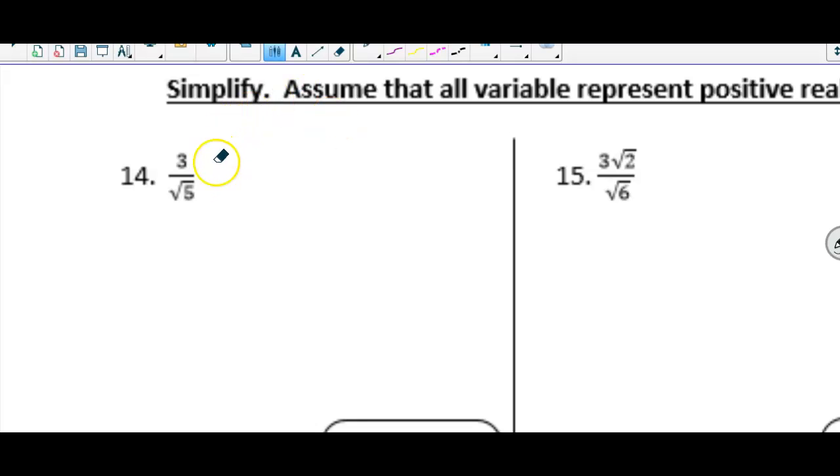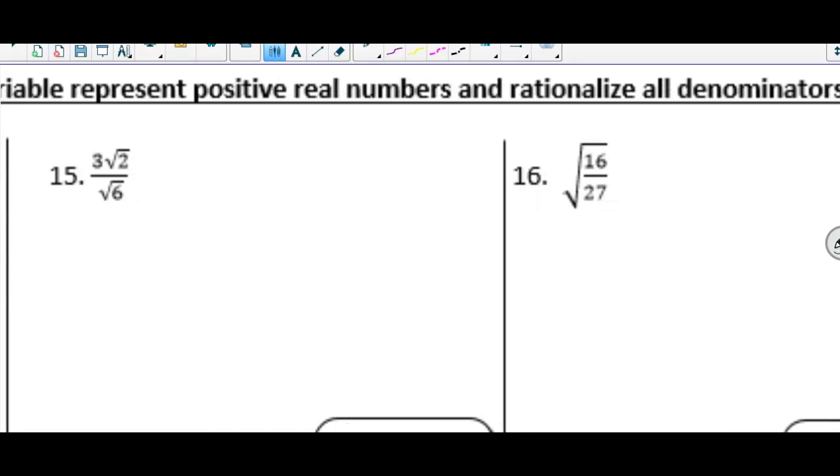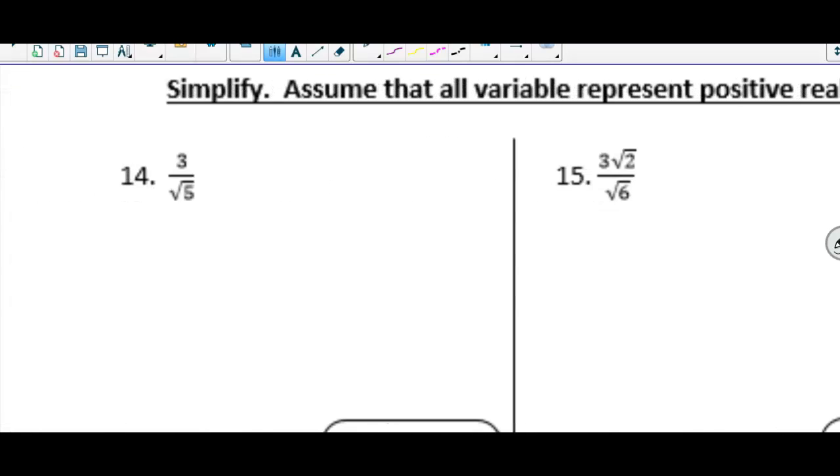Alright, for this one right here, we'll simplify and assume that all variables are positive, real numbers, and rationalize all denominators. So to rationalize your denominator, you're going to multiply by the radical at the top and the bottom. So right here, you'll end up with 3 radical 5 all over square root of 25, which is 3 radical 5 all over 5.